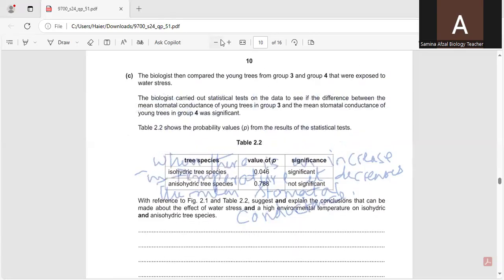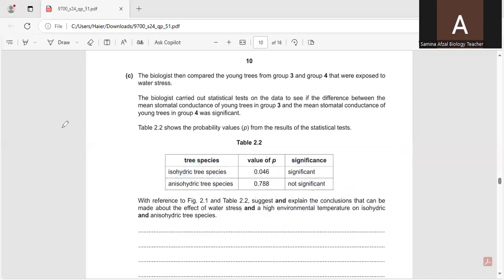Now, the next question, C part. The biologists then compared the young trees from group 3 and group 4 that were exposed to water stress. Group 3 and Group 4. The biologists carried out statistical tests on the data to see if the difference between the mean stomatal conductance of young trees in Group 3 and the mean stomatal conductance of the young trees in Group 4 were significant. Table 2.2 shows the probability values from the results of the statistical tests.